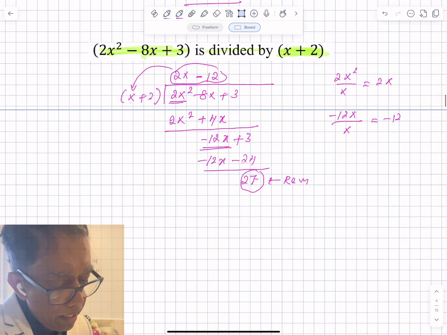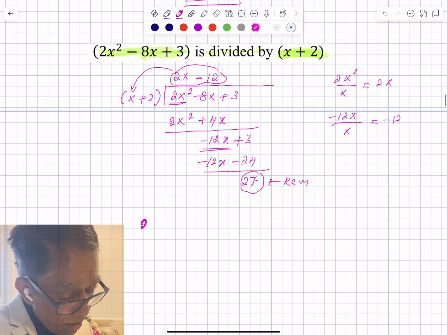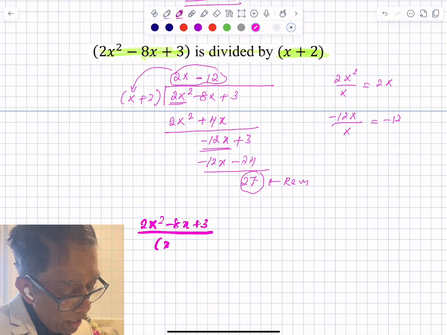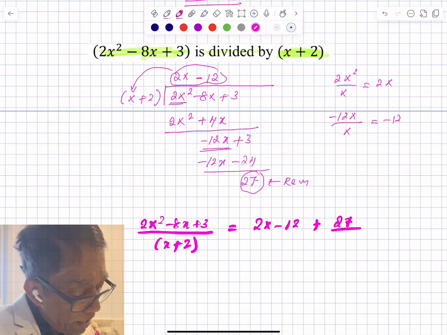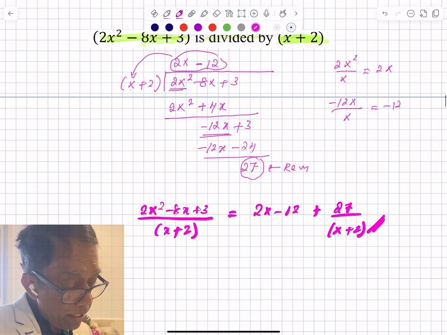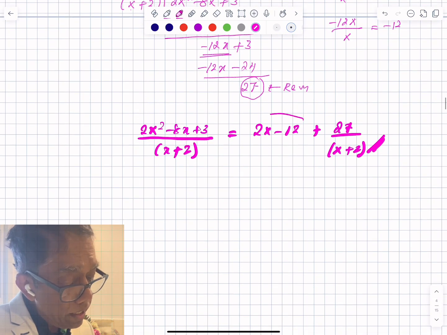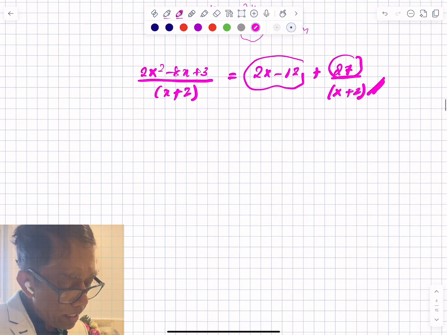This can be written as 2x² - 8x + 3 divided by x + 2. The final answer is the quotient is 2x - 12 plus 27 over x + 2. Okay, this is the quotient, this is the remainder. Okay, now let's go to the next example.